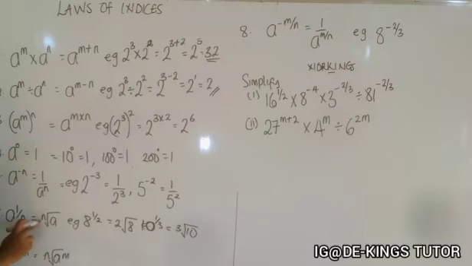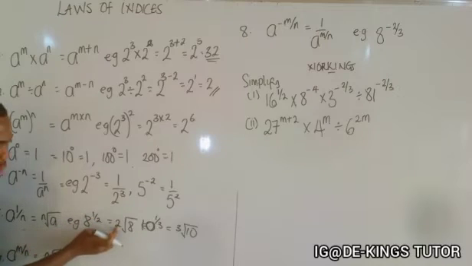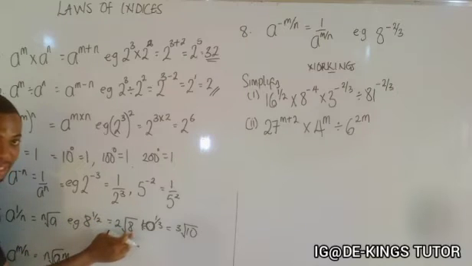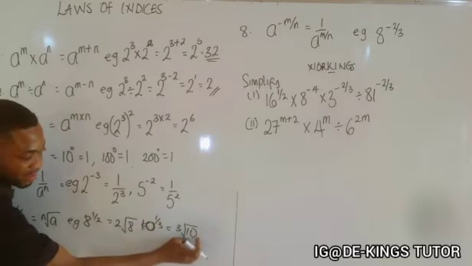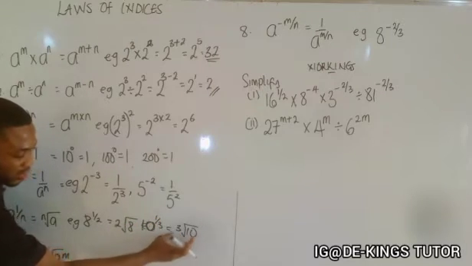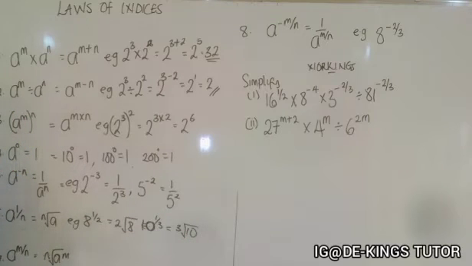So whenever we have a raised to 1 over a particular number, the denominator of that index becomes the root of the base. So in 8^(1/2), 2 becomes the root, and 8 is the base inside. In 10^(1/3), 3 becomes the root, and 10 is the base inside, to get the cube root of that.